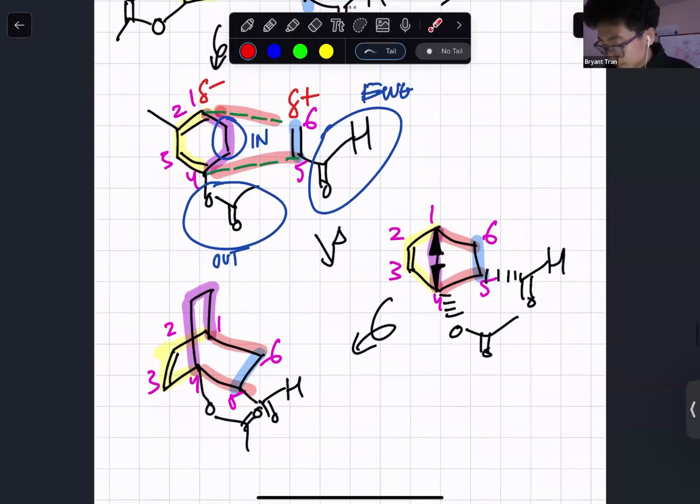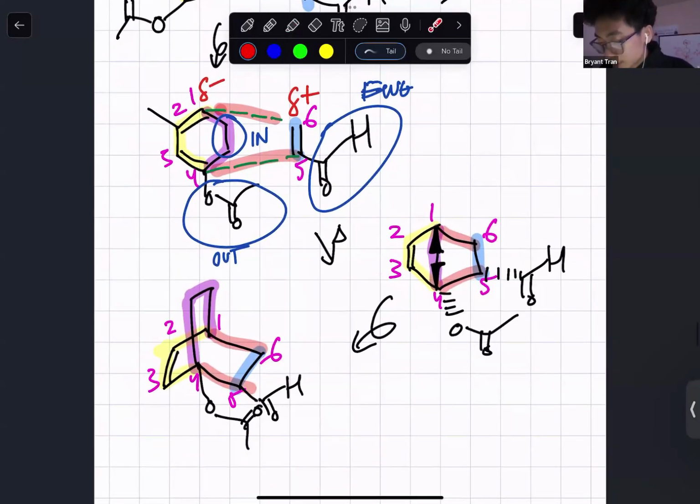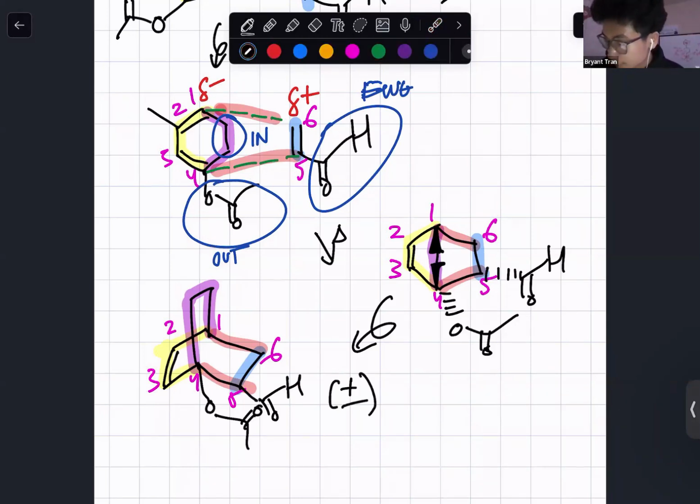So that's the mechanism and how we predict the product for Diels-Alder for its regiochemistry and stereochemistry, like where the groups are supposed to be at and how they are oriented, right? And don't forget the plus minus here, because everything could have been inverted. This could have been dashes, and these could have been wedges, and these could have been dashes right here, like that.